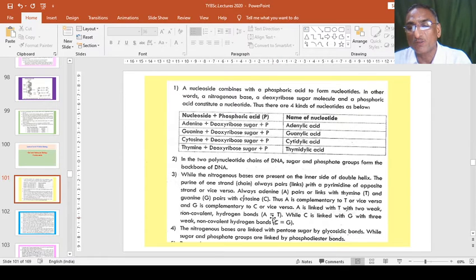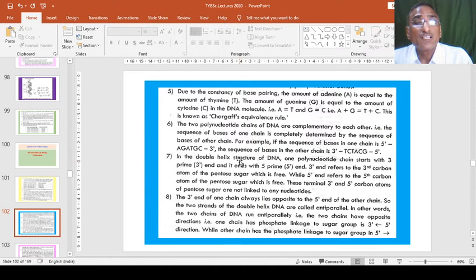A is linked with T with two weak non-covalent hydrogen bonds, that is A double bonded to T, while C is linked with G with three non-covalent hydrogen bonds. Actually there should be two bonds here, but these two bonds are very close, therefore they are not visible separately. Three weak non-covalent bonds are here in cytosine and guanine. The nitrogenous bases are linked with the pentose sugar, the deoxyribose sugar, by glycosidic bonds, while sugar and phosphate groups are linked by phosphodiester bonds.